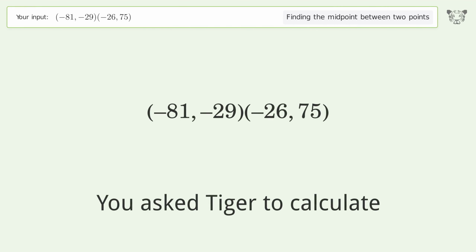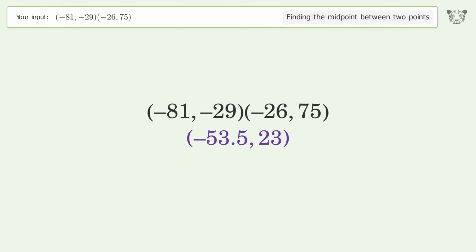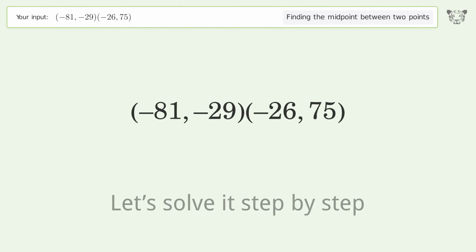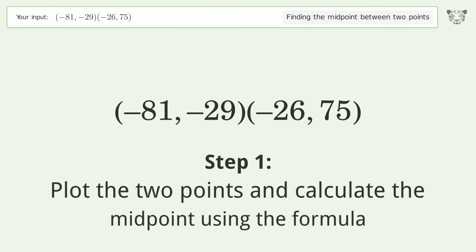You ask Tiger to calculate. This deals with finding the midpoint between 2 points. The midpoint between the 2 points is negative 53.523. Let's solve it step by step. Plot the 2 points and calculate the midpoint using the formula.